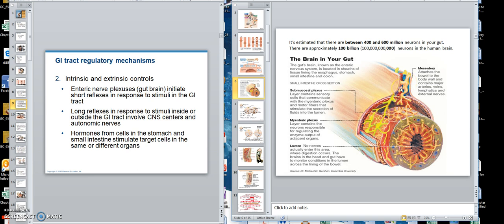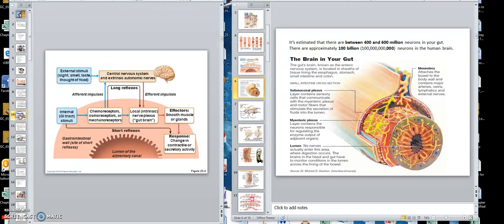Just off the bat, the sympathetic nervous system shuts the gut down because the sympathetic is fear, fight, and flight, and the parasympathetic speeds it up. Long reflexes are in response to stimuli inside or outside the GI tract. Hormones also, because there are glands within the intestinal system too. Okay, let's go a little further. So we talked about this.